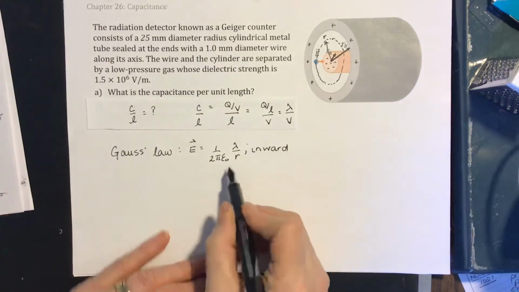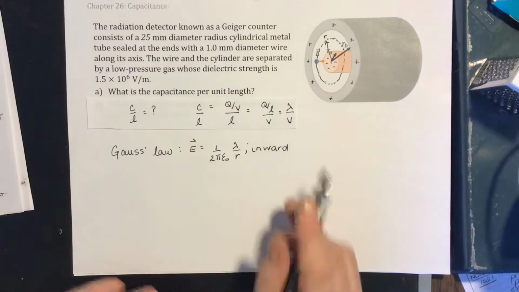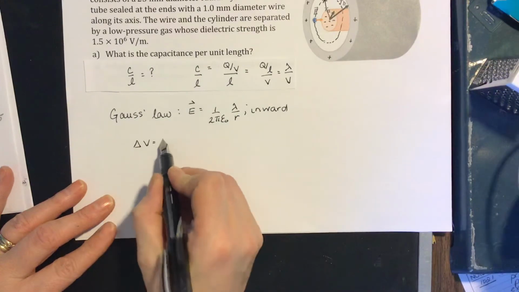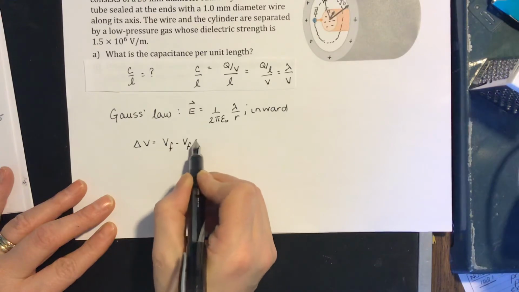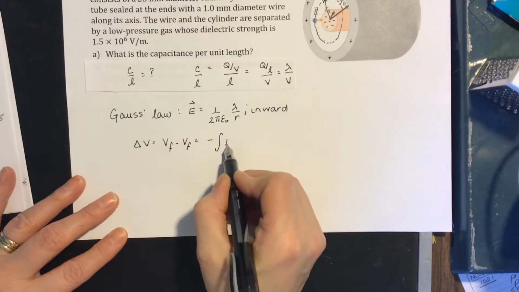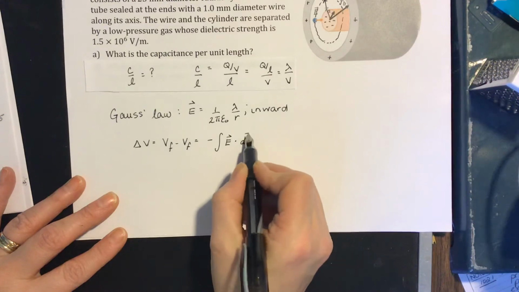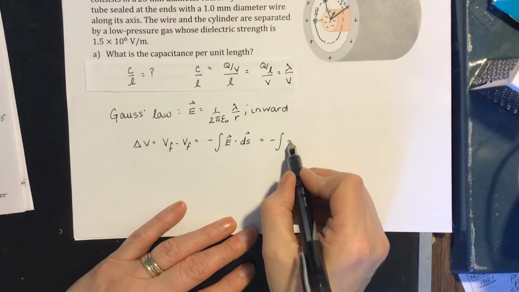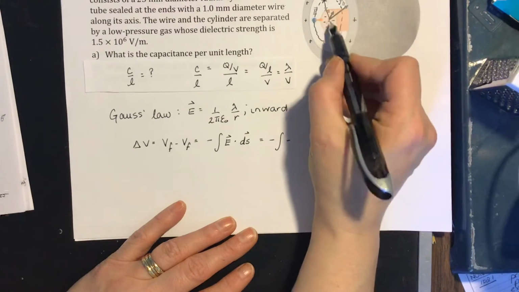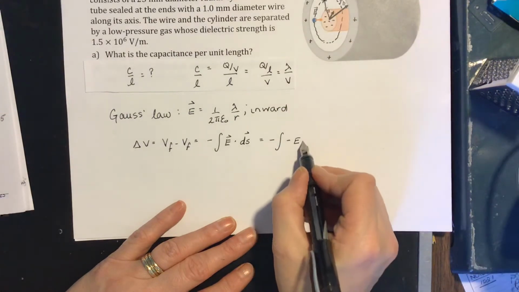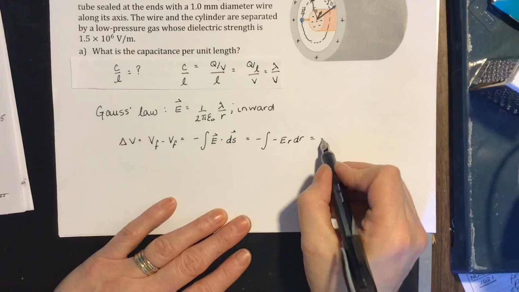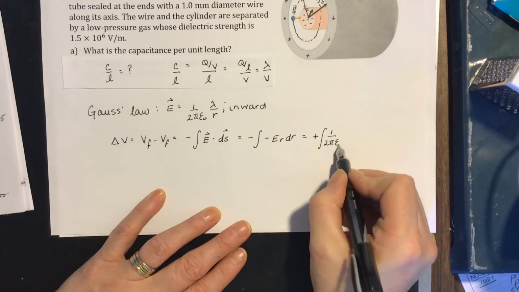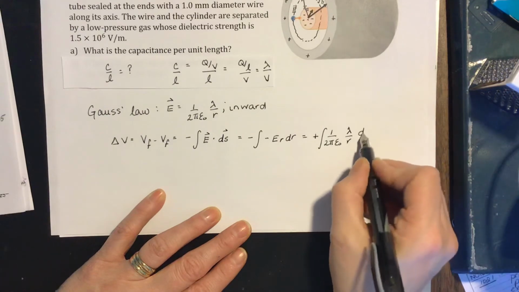Now we know we can use electric field to find the potential, so let's write down our expression for potential. Delta V, so V final minus V initial, equals minus the integral of E dotted with ds. In this case, it's going to be minus the integral of minus, so our electric field points inward, our radial component points outwards, minus E_r times dr. So that's plus the integral of E_r, 1 over 2 pi epsilon naught times lambda over r dr.